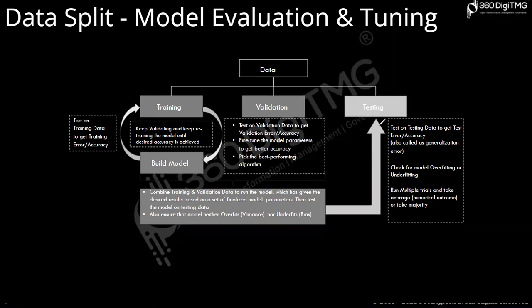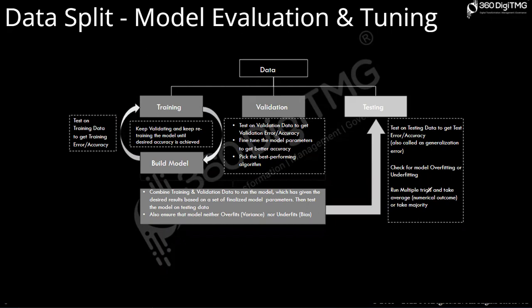When it comes to testing, we test on testing data to get the error or accuracy, also called the generalization error. Check for model overfitting or underfitting. Run multiple trials and take the majority. These are certain things that we have to remember.